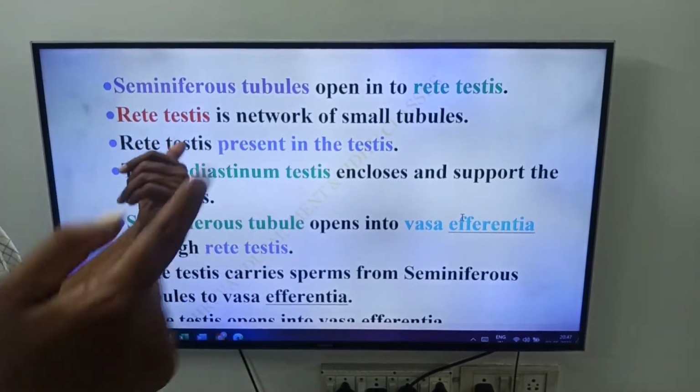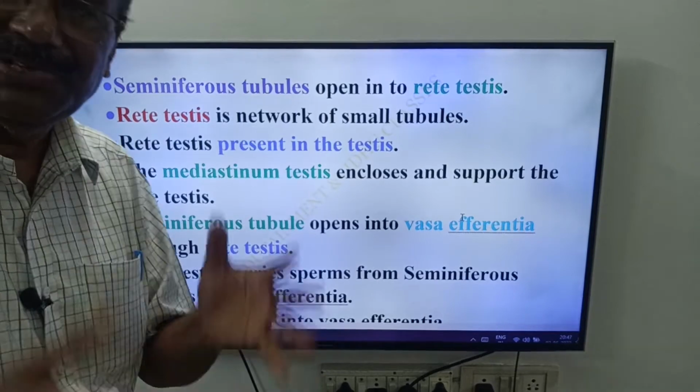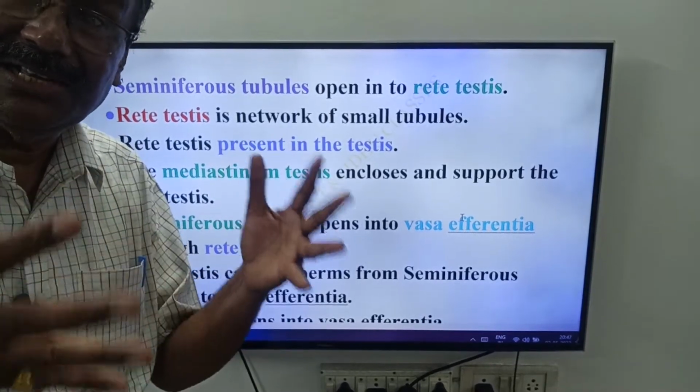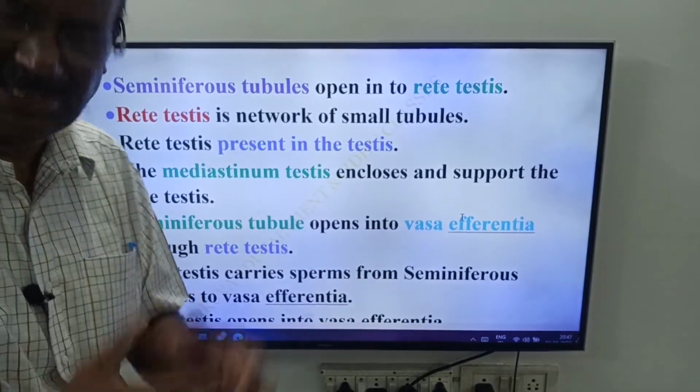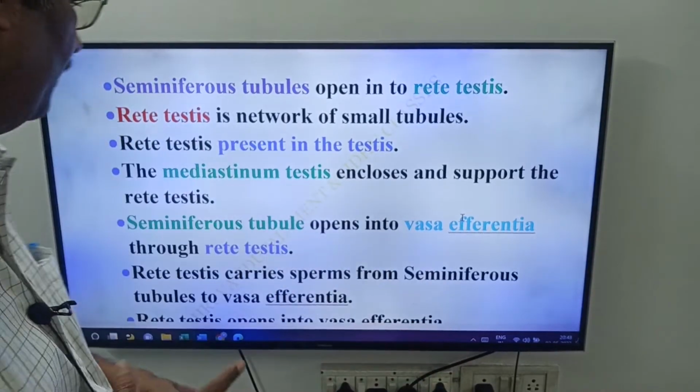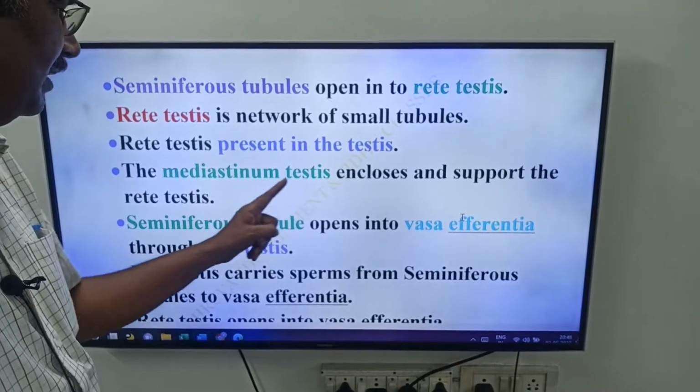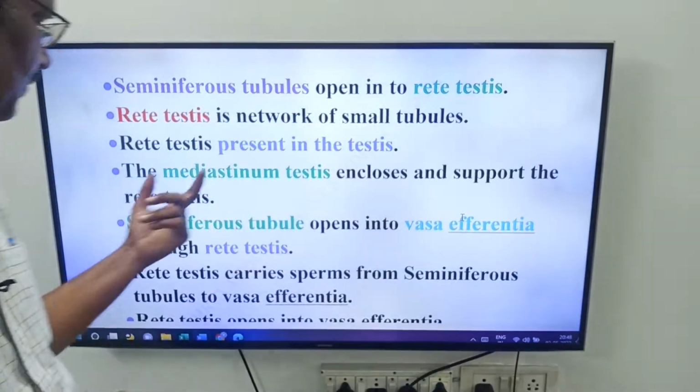Very, very important. This is a neat question, friends. They are present inside the testis, inside the seminiferous tubules. Okay, friends, sorry, inside the testis. The mediastinum testis encloses and supports the rete testis.